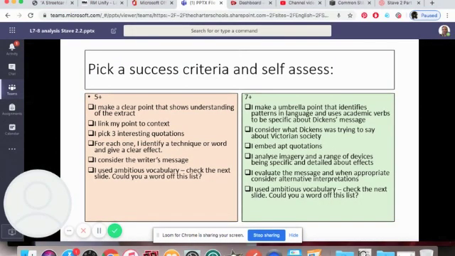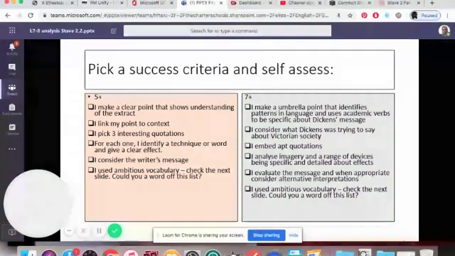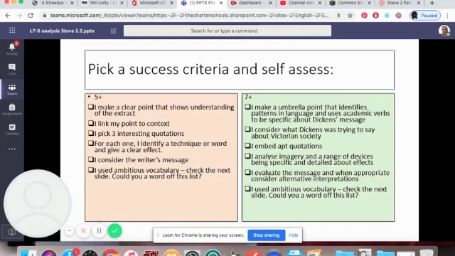And finally, let's have a look at the success criteria. So if you're looking for a grade 5 or higher, you need to make a clear point which shows understanding of the extract. If you're going for a grade 7 or higher, you need to make an umbrella point that identifies not only patterns in language, but uses academic verbs to be specific about Dickens's message. 5 or higher links points to context, so in the Victorian era this was happening. 7 or higher considers what Dickens is trying to say about Victorian society. So Dickens was critical of this in Victorian society. That's the difference. So in one you say this is happening in Victorian society. In the other you say Dickens was critical of this in Victorian society. That's the only difference between a 5 and a 7.